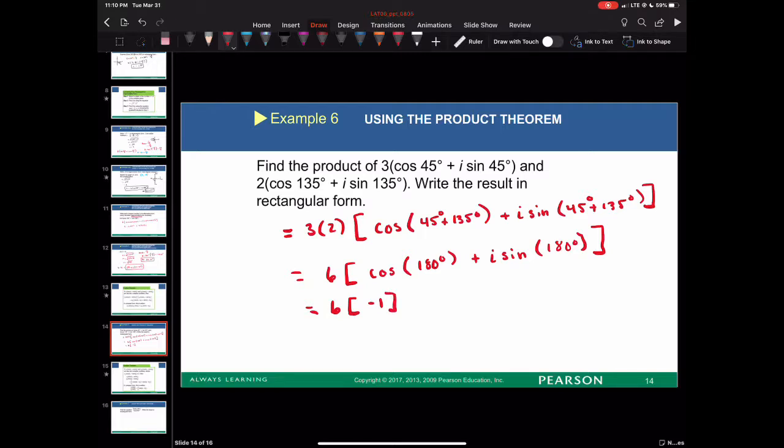Now, what happened to the i sine of 180? Remember that when you have the sine of 180, it equals what? 0. So that cancels all that out. So this would just be -6. And that's all you got to do for that. Just got to remember, and this is in rectangular form. So if we were to look at what it is, it'd be what? -6, 0.